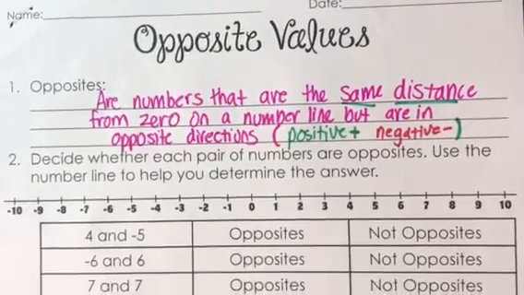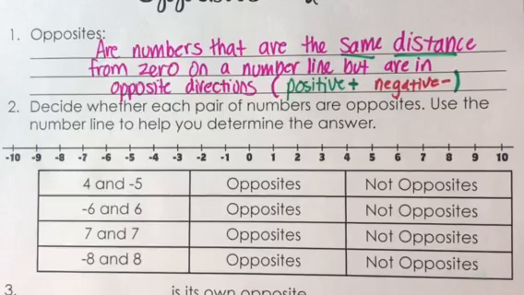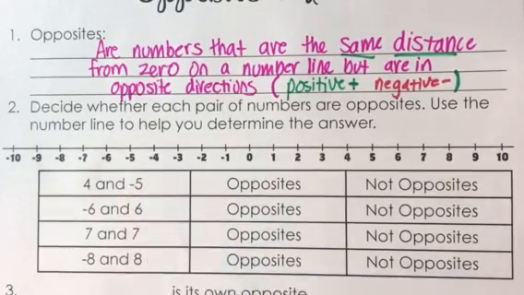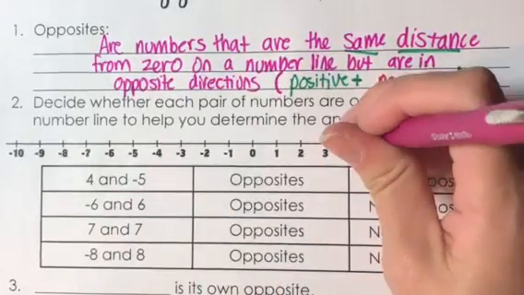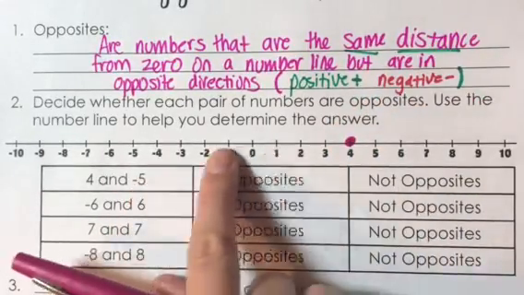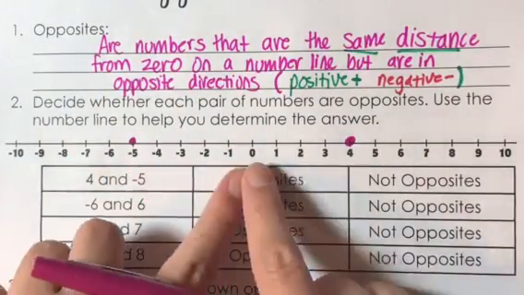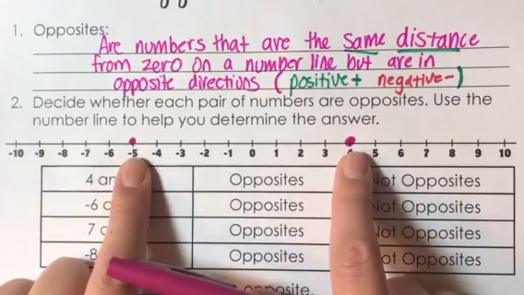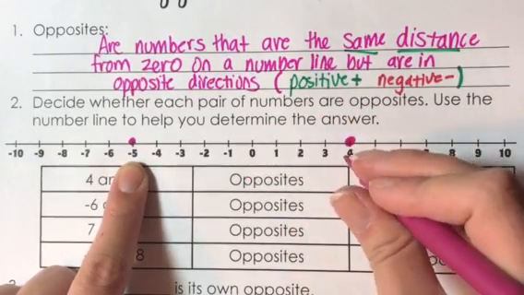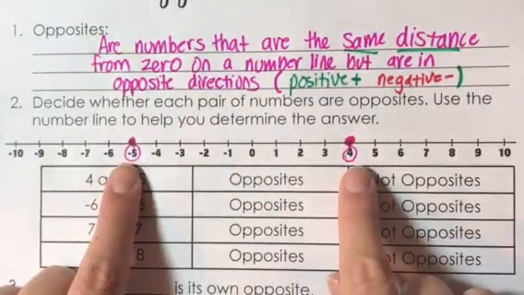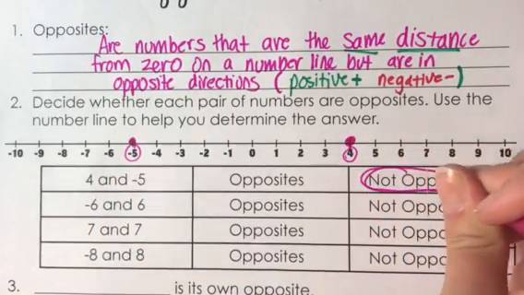Okay, so I'm going to scoot on down, and we're going to decide whether each pair of numbers are opposites using the number line. So I'm going to use different colors to represent these points on the number line. So let's look at the first one. 4 and 5. Here would be positive 4, and here would be negative 5. So thinking, they have to be the same distance from 0, and they have to be positive and negative. Well, that's positive, that's negative, but this is 4 spaces away, and this one is 5 spaces away. They're not the same number, so they are in fact not opposites. Circle this on your notes.